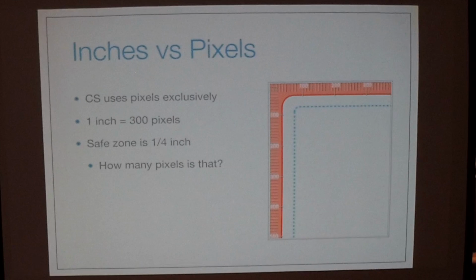I already sort of gave that one away, so we'll go on with that. So you can't have half of a pixel. It's a pixel or it's not a pixel. So in this case, we're rounding. The bleed line is at 37 pixels.